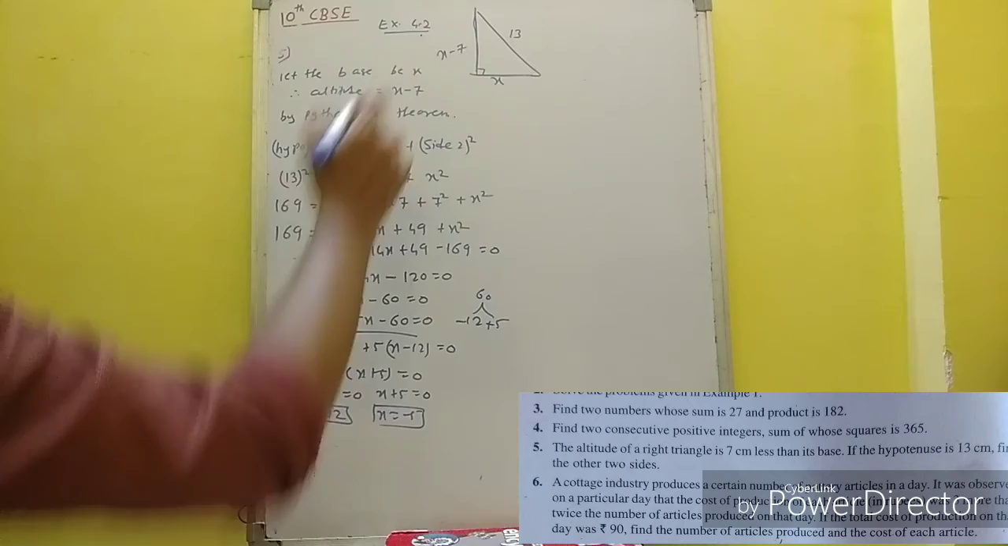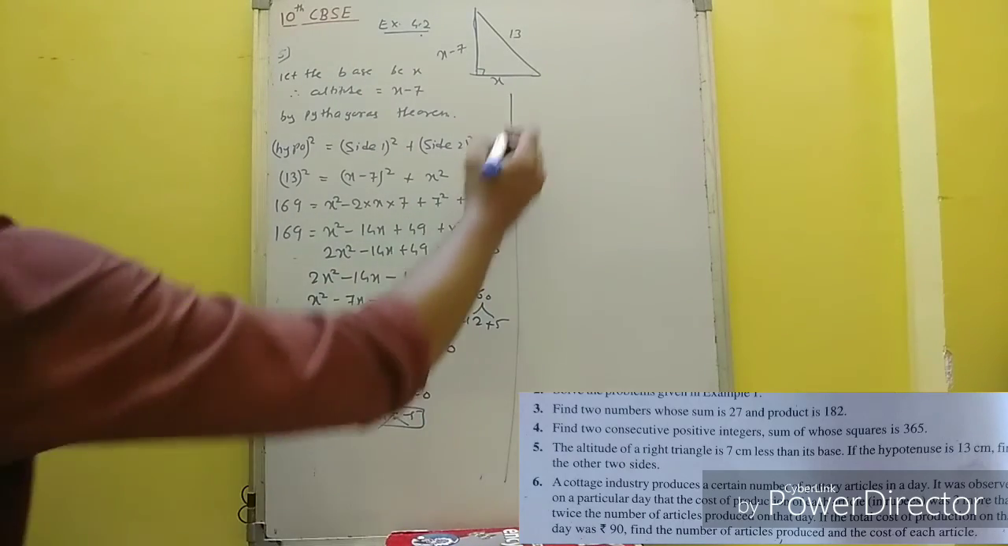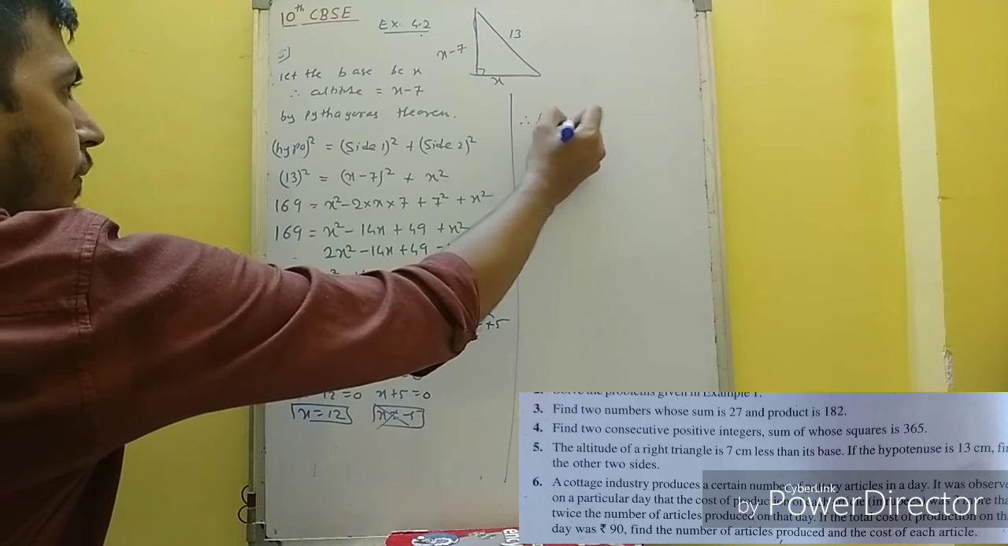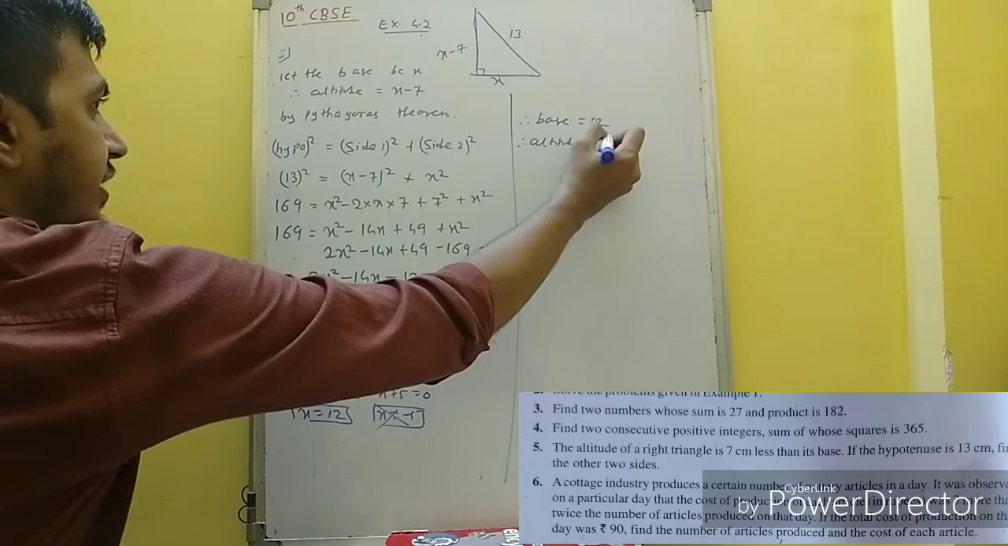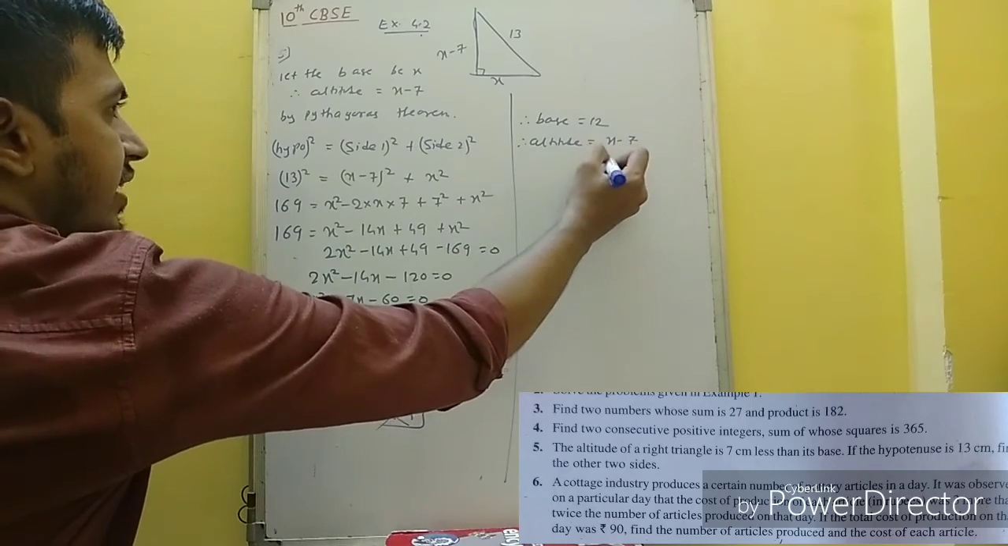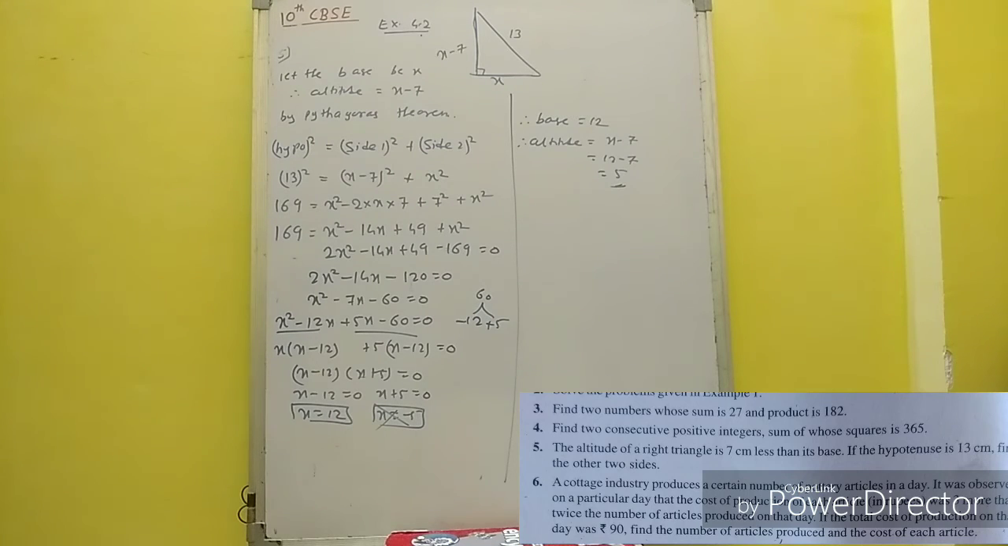Okay. So as distance is not negative, we cannot take minus sign. So x is equal to 12. What is x? Therefore base is 12 and altitude is x minus 7, that is 12 minus 7, that is 5. Okay, so these were the other sides.